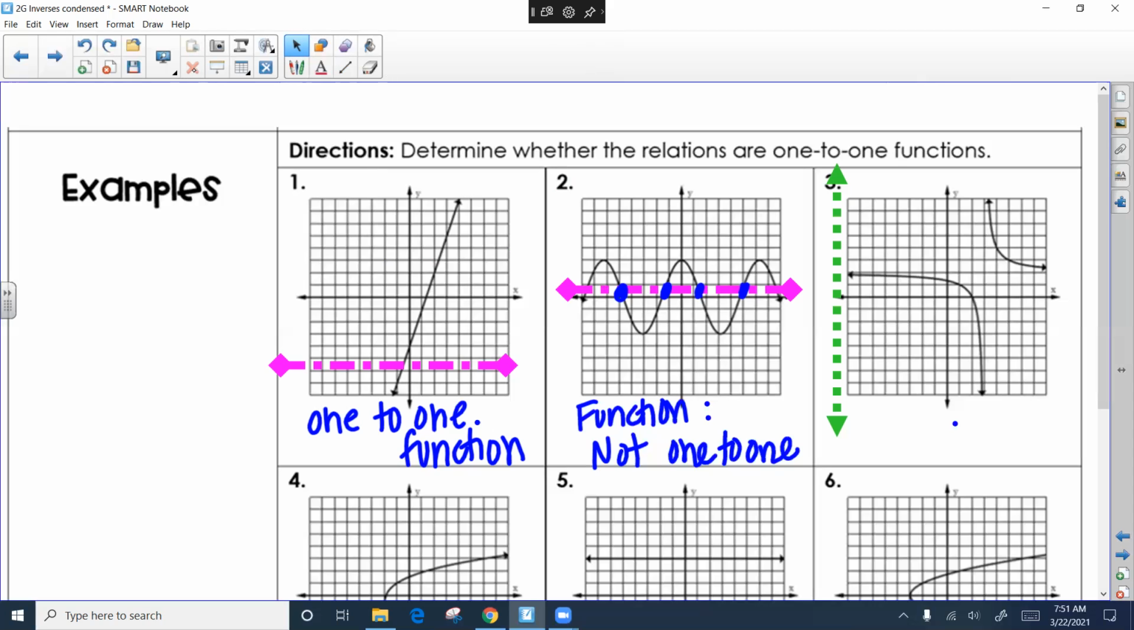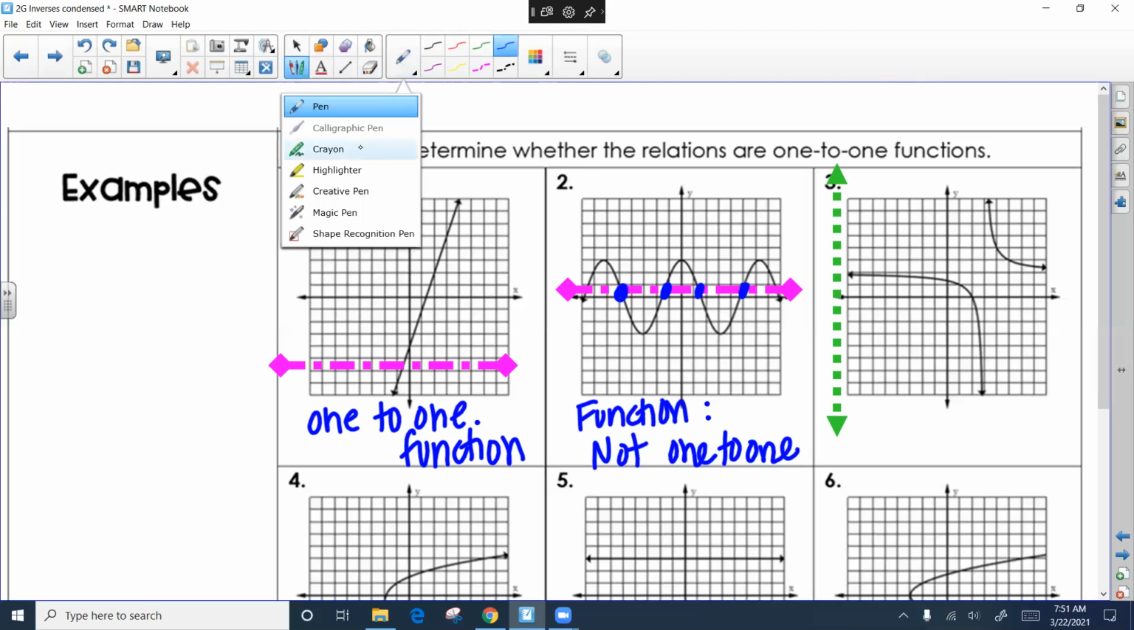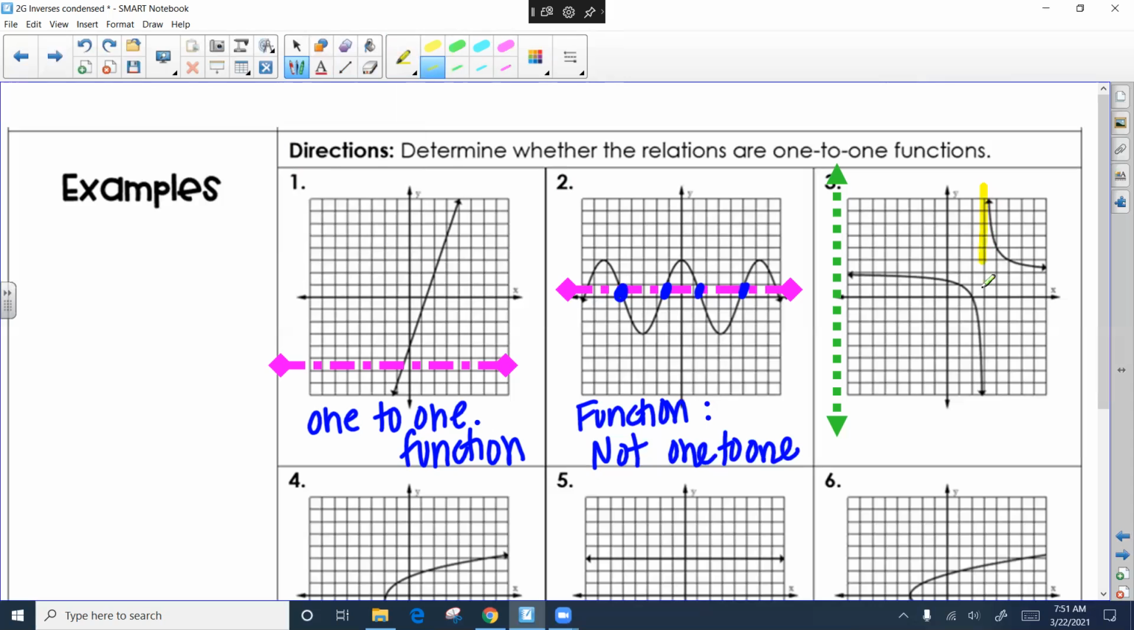All right, let's look at number three. It's important to recognize what is happening on this graph. I know we saw a lot of these types of functions in 2a and 2b. This graph has asymptotes. Remember, that's where the graph is getting close to those lines, but never actually touching. Let me draw those in real quick. That's going to be important when we're thinking about whether this is one-to-one or not.